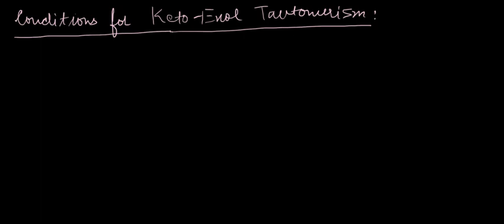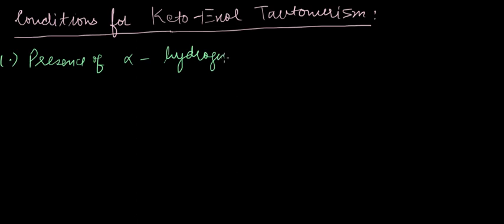Okay, so first is the presence of alpha hydrogen in ketone is a must. Without it, as we have seen in the example, the tautomerism will not take place. Presence of alpha hydrogen in ketone.